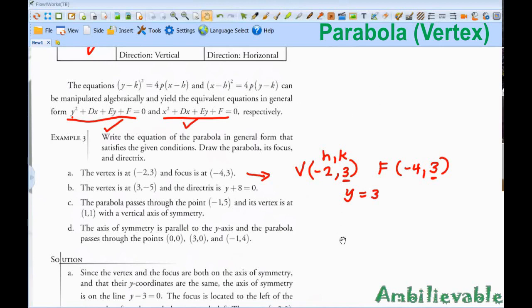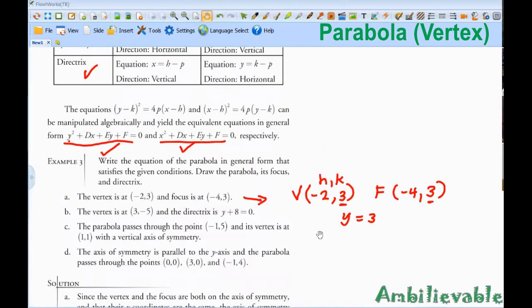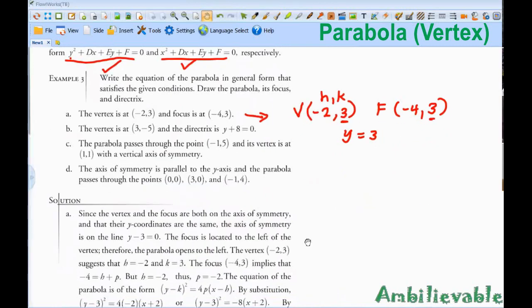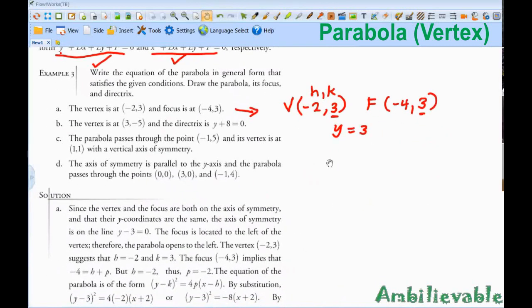Yeah. So again, look at the direction. When the axis of symmetry is y equals k, then it is horizontal. So this one is horizontal, meaning it either opens to the right or opens to the left.